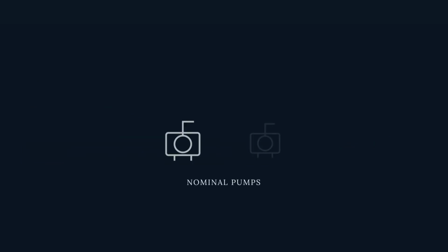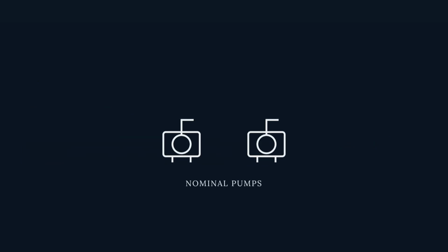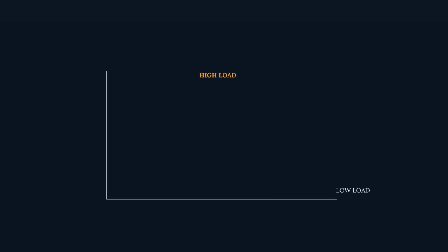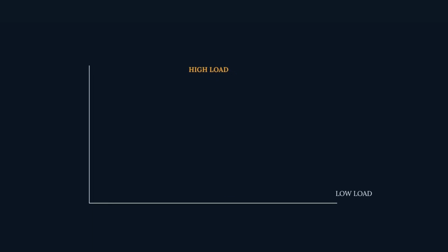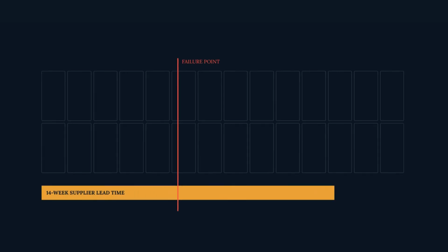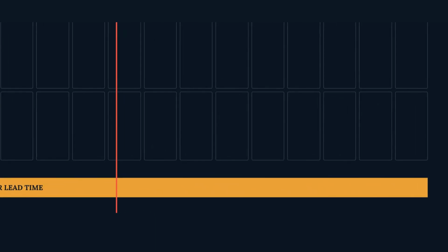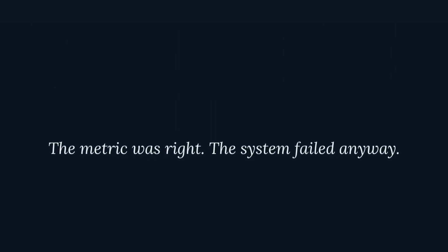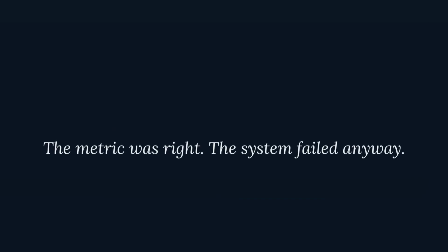Now the failures. These metrics assume identical parts in identical conditions, but 2 nominally identical pumps running at different loads and temperatures fail on completely different curves. They're also retrospective. A bearing already vibrating at twice baseline isn't in the historical average. And critically, none of them model the supply chain. A seal can have a perfect MTTF and still take the unit down for 6 weeks because the only qualified supplier is on a 14-week lead time. The metric was right, the system failed anyway.